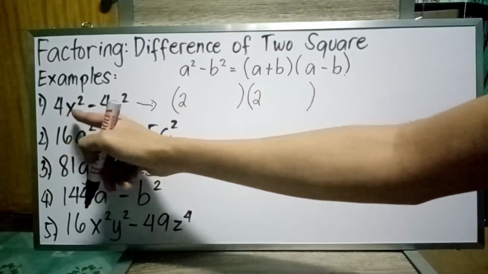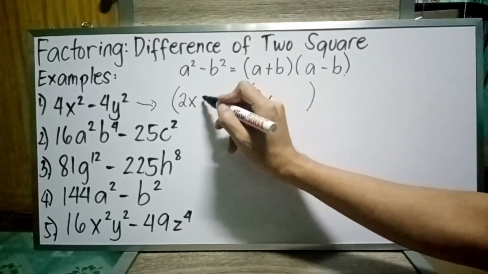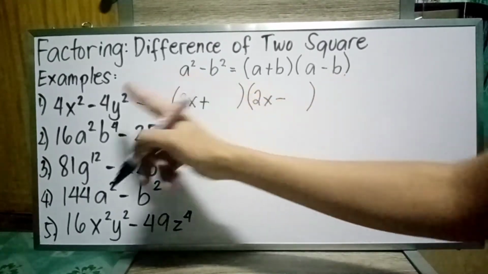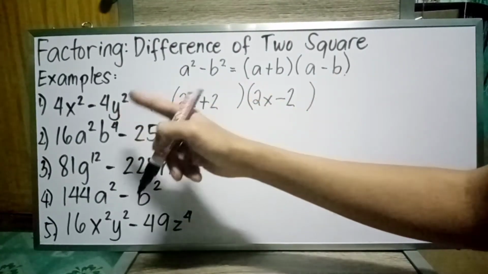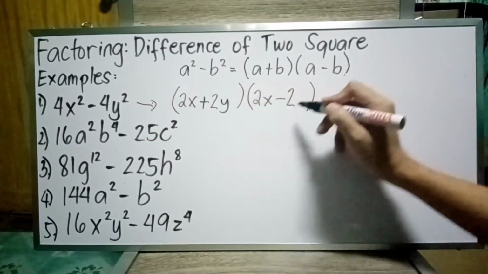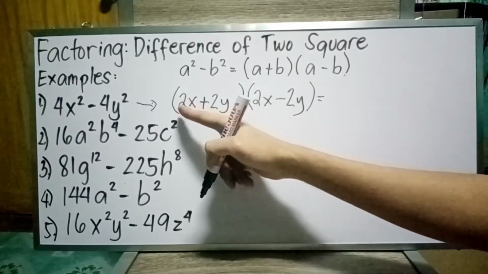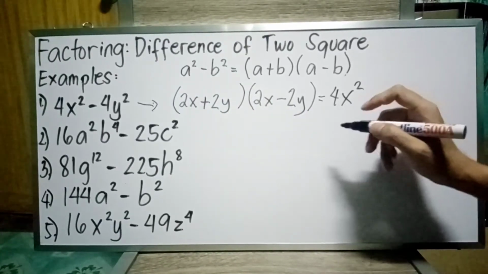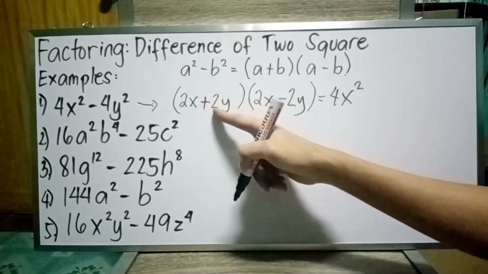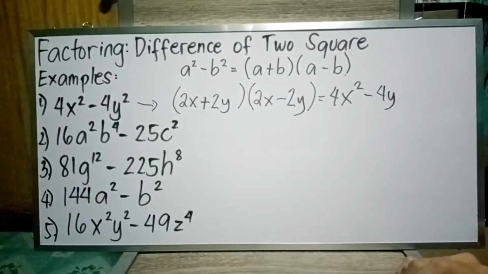Now we have x squared. So we're going to split it down into x and x. Okay, and then we have the positive and the negative. Square root of 4, that is 2 again, and then split y squared, that will be y. To check our answer, 2x times 2x, that is 4x squared, and then positive 2y times negative 2y, that is negative 4y squared. So therefore, our factor is correct.